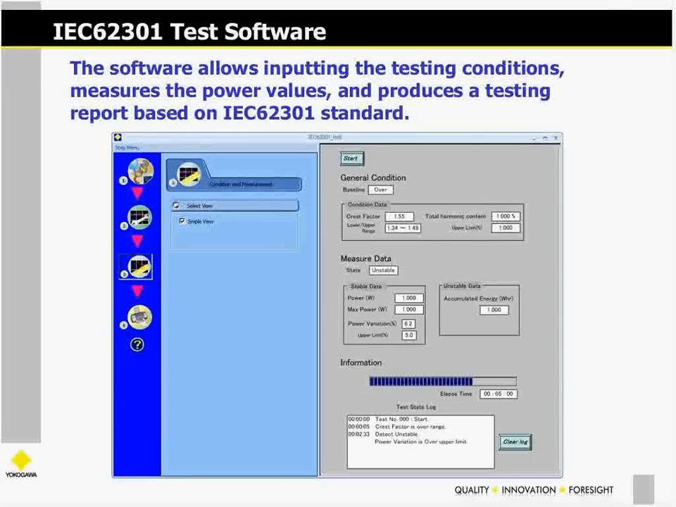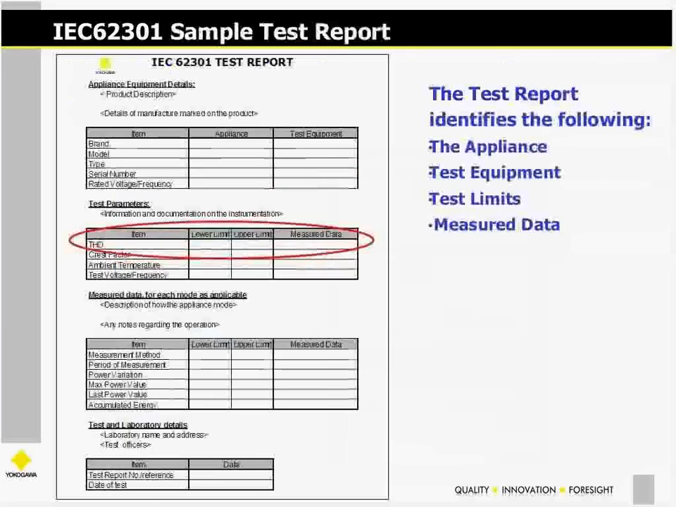And we have a software solution that we can provide, based on this testing method. We'll develop a test report based on the type of equipment. So it defines the appliance, the test equipment used, the test limits, the measured data. And you'll see right here where I did circle part of it, which it does include THD, total harmonic distortion, so that we aren't going to have to make that measurement also.